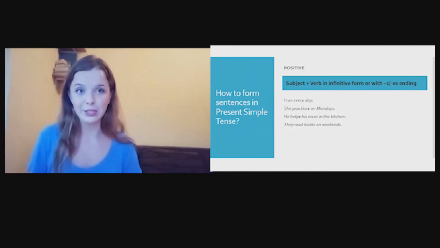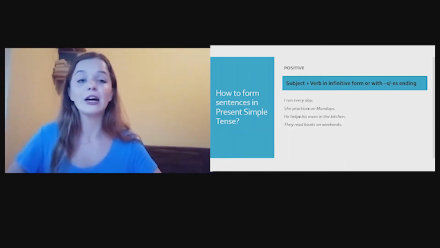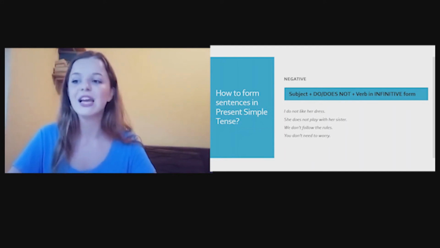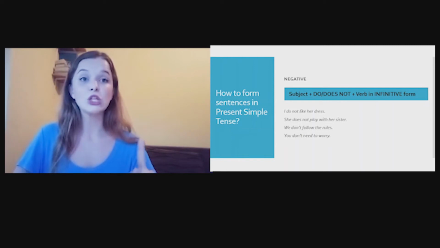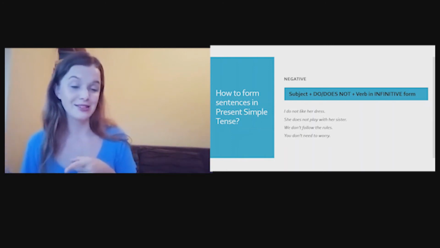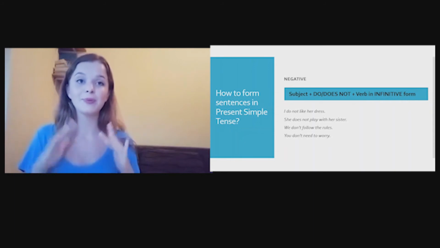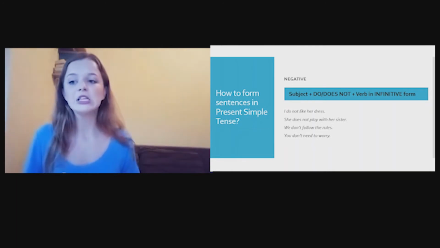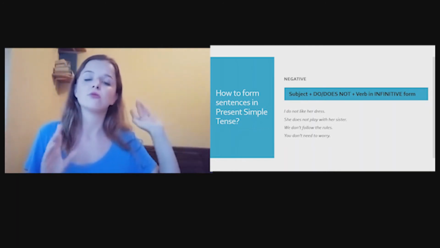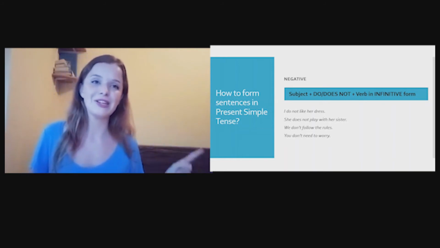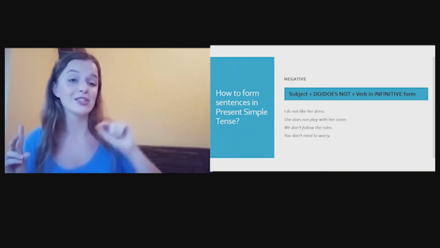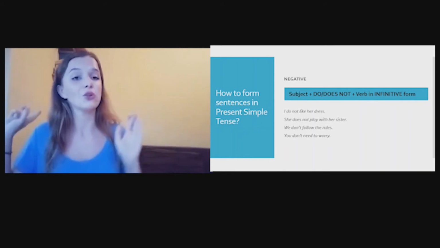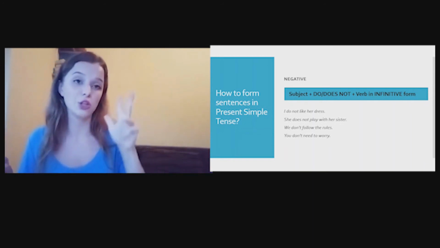Then we have how to form sentences in present simple tense, but this time it is a negative. So we say subject plus do, does. We explained in the previous lesson that do and does come up in the present simple or the other simple tenses in negative and in question sentences. So we say, and then you have, let me not forget, a verb in infinitive form. In the positive sentence, you could have s or es in the end, while in negative and in questions, you don't have it. It's only in the positive sentences, third person singular.